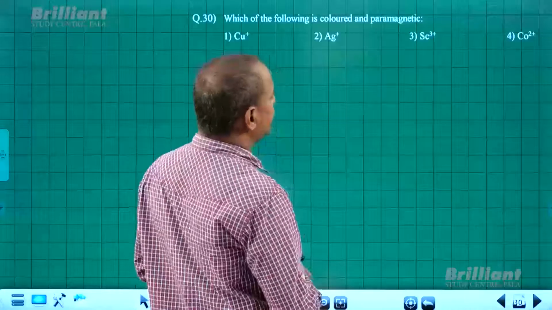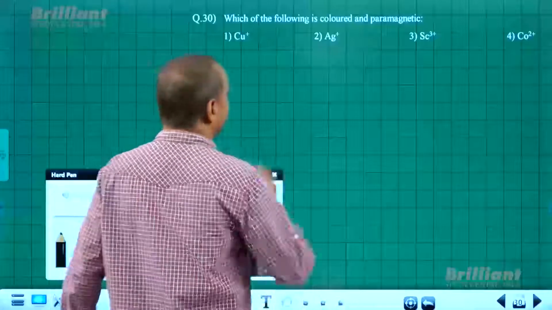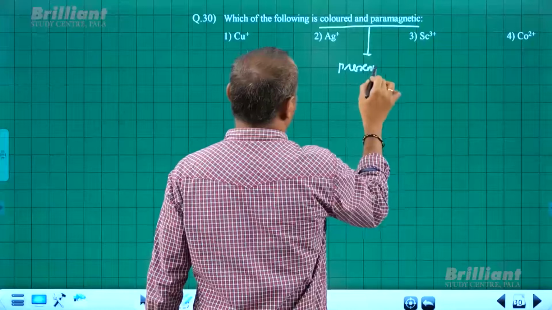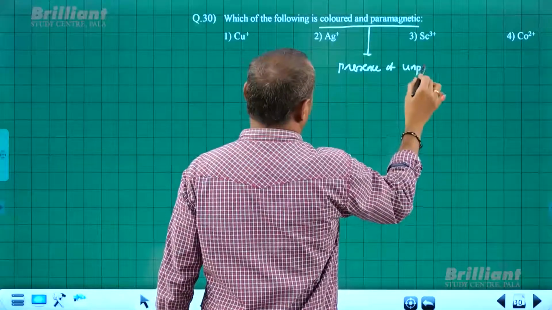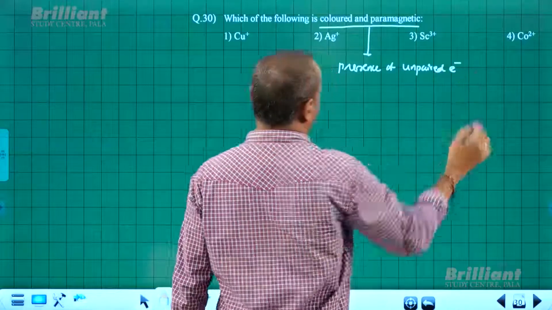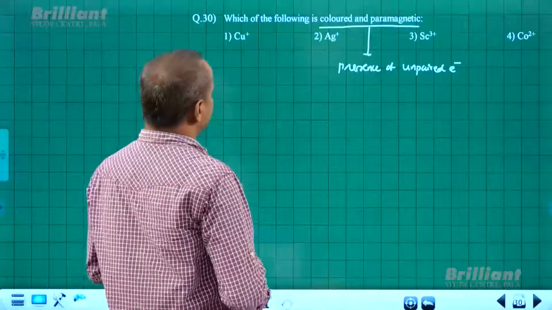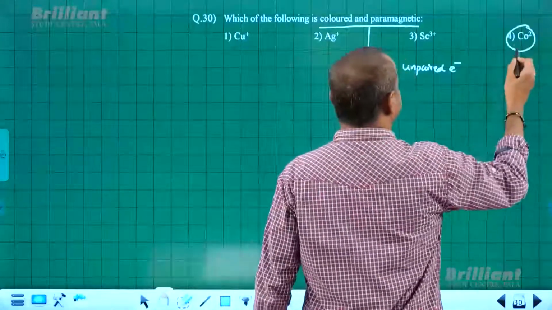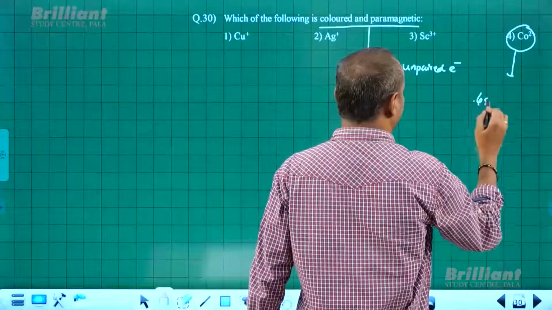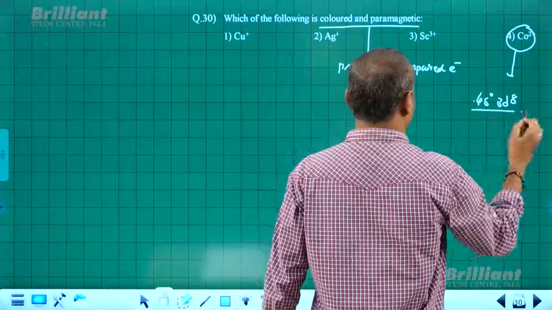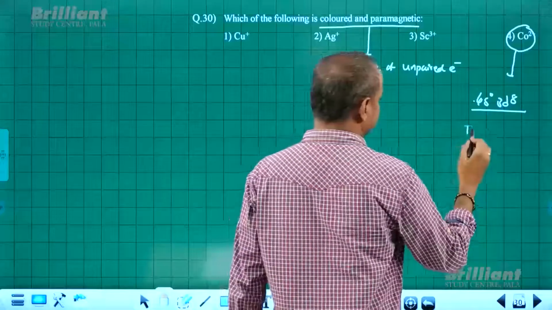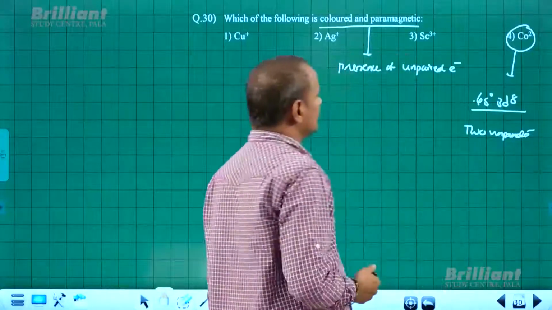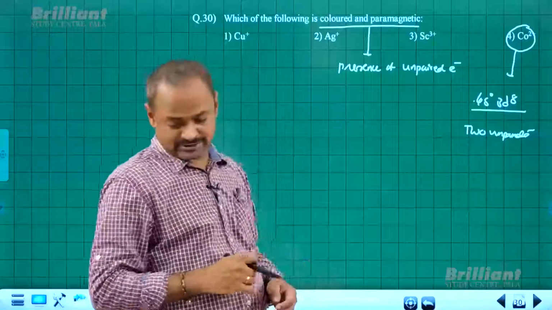Colored and paramagnetic means the presence of unpaired electrons. Cu+ has no unpaired electrons, Ag+ has no unpaired electrons, but cobalt 2+ contains unpaired electrons. Two unpaired electrons for cobalt 2+.